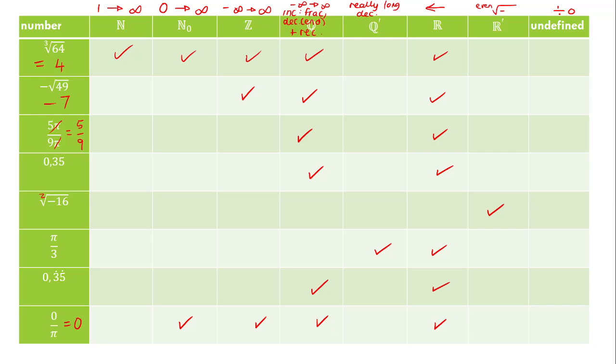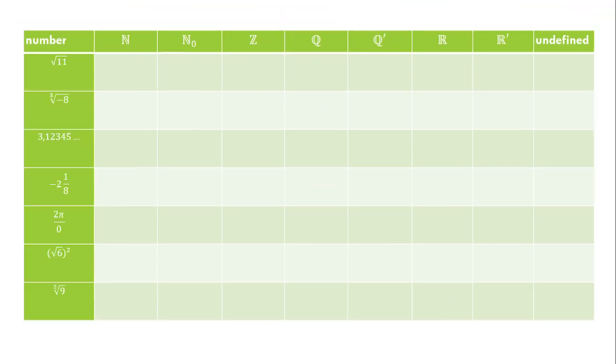Okay, so mark yourself, see what you got. Hopefully you got it all correct. If not, go back to the video, watch, make notes, and study. Okay, let's go to the next one. Pause it, try it out yourself, or not, it's up to you. Put this in your calculator, you get a really long decimal, so that's irrational and real.